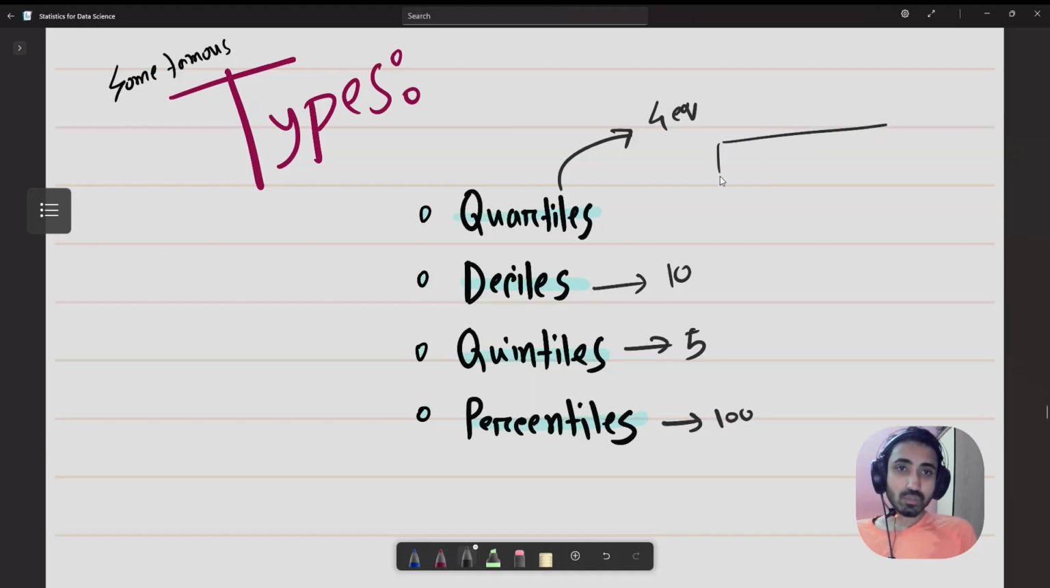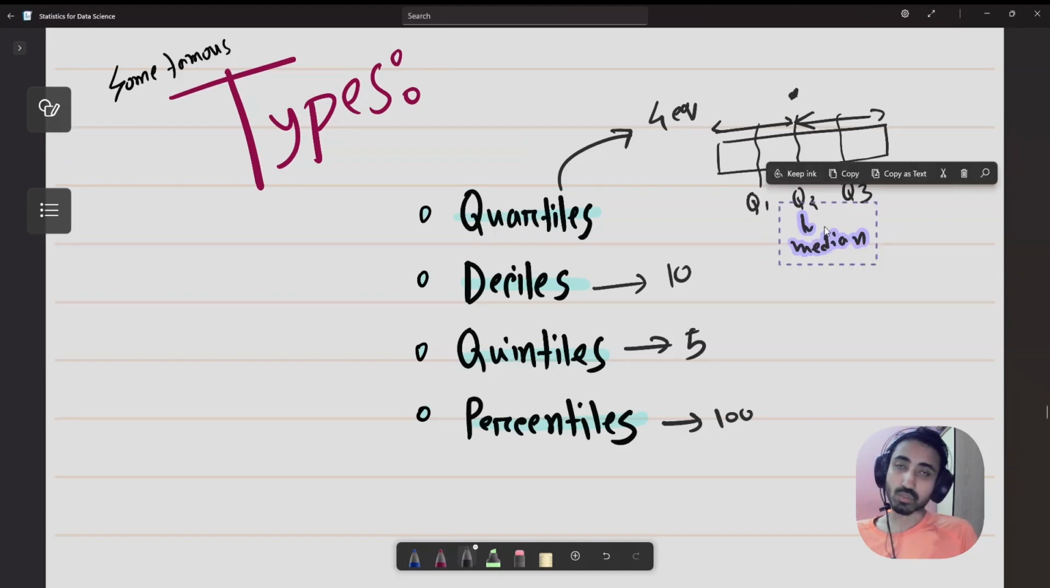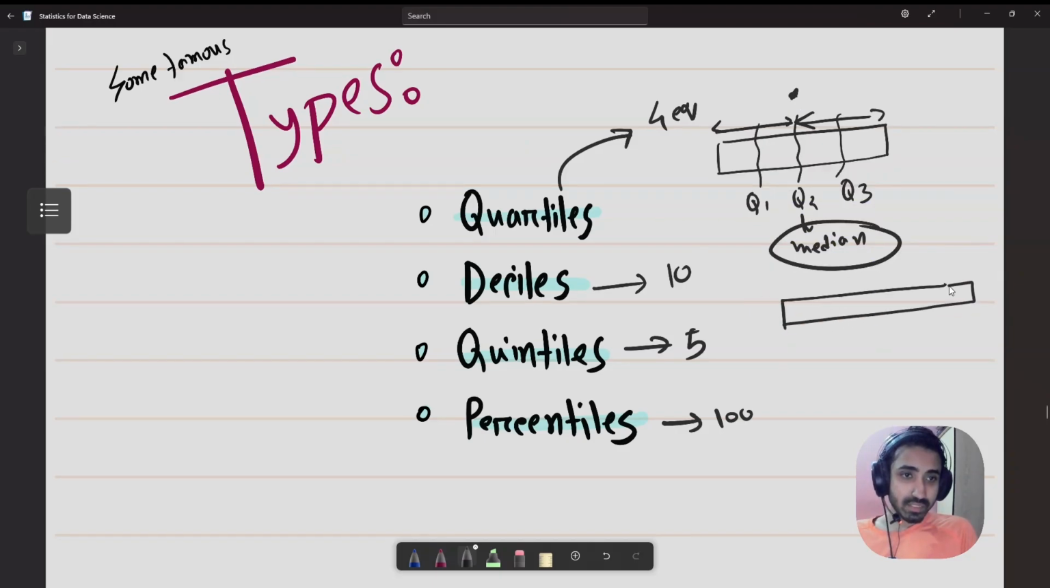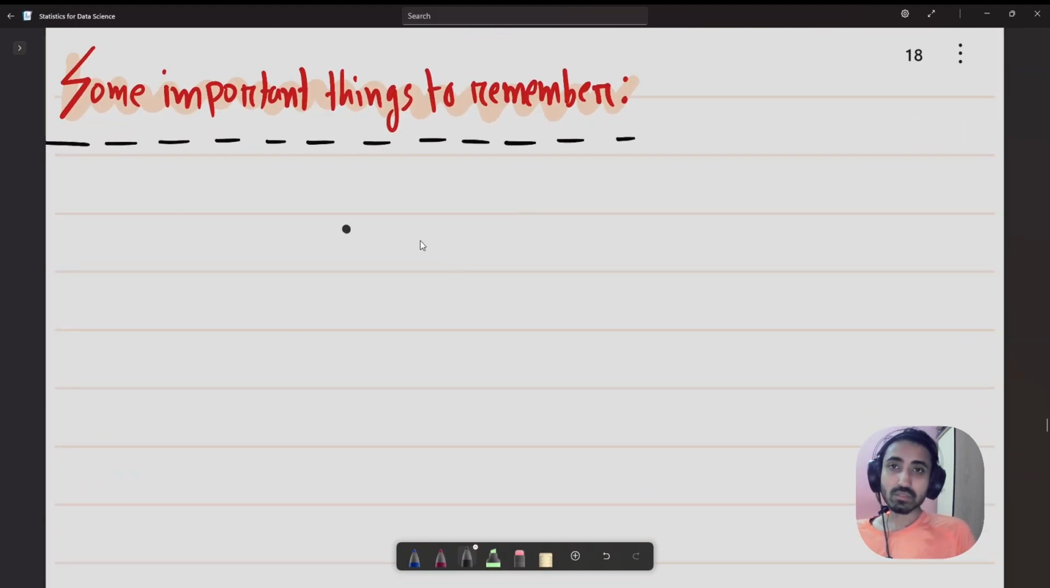So 4 equal size groups means this is Q1, this is Q2, this is Q3, and Q2 is also called the median, because this is 50% of the data and this is the other 50% of the data, and this is the middle value. So Q2 is the median. Decile divides the dataset 10 times, quintile 5 times, and percentile 100 times.